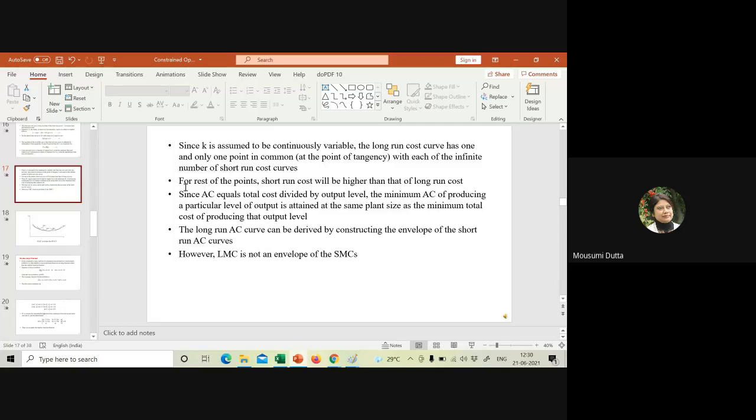Okay. At this moment, on the 21st of June, I am selecting a plant size to produce my output. In that case, it is a short run. I'm fixing the factor. Whenever you are fixing the plant size, it is a short run. And when there are options, it is long run.